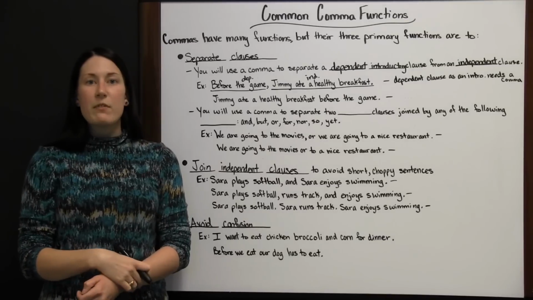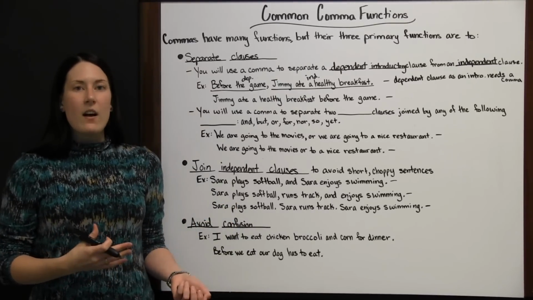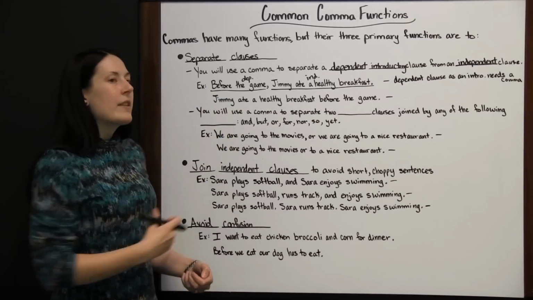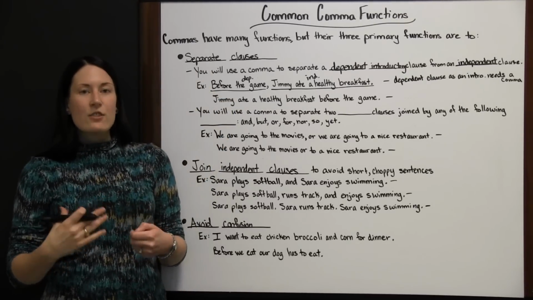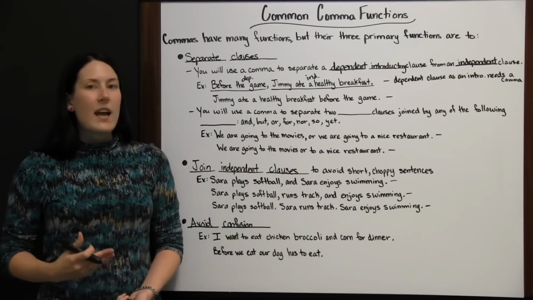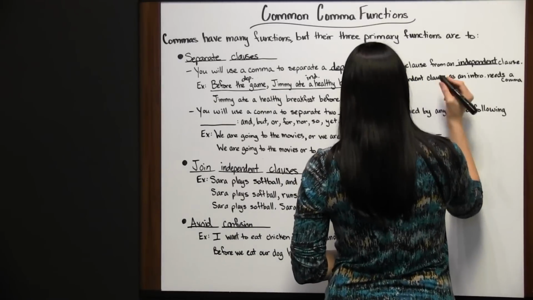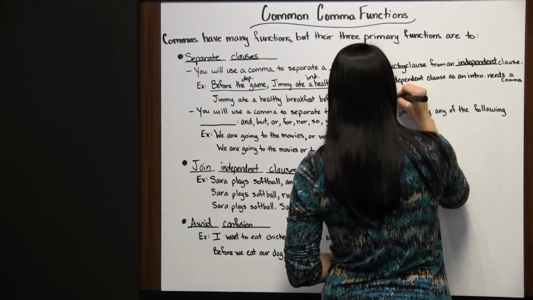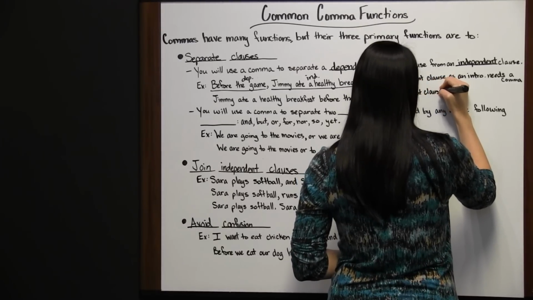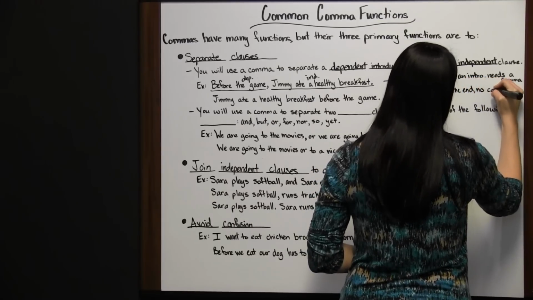Jimmy ate a healthy breakfast before the game. When we put before the game at the end of the sentence, we don't need to have that comma anymore. We only needed the comma whenever we wanted to pause to let people know that before the game was separate and to realize the action was happening after that. So Jimmy ate a healthy breakfast before the game. Here, we didn't actually have to put a comma because the independent clause came first. So we had our dependent clause at the end, no comma needed.